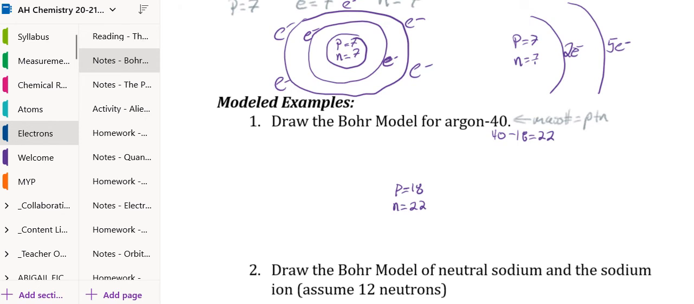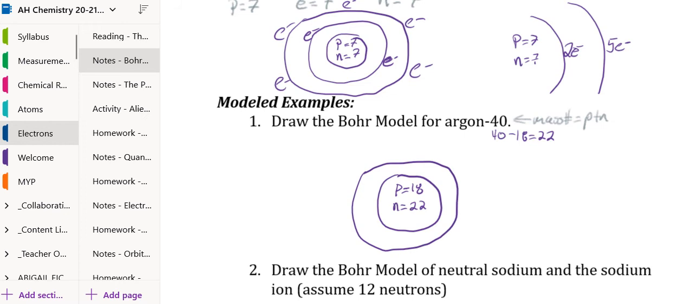And I personally, because I am prone towards making careless mistakes, like to think through how I'm going to draw the model before I start drawing it. So, is the first energy level going to be full? Yes, so I'm going to need the first energy level. And then I'll need the second energy level. Is it going to be full? Yes. And so then I'm also going to need the third energy level. Is the third energy level going to be full? No, but it is going to have some electrons on it, in it, around it.